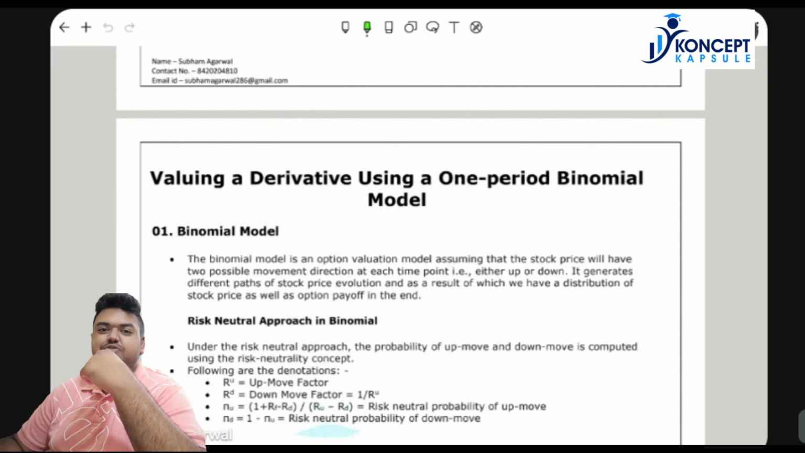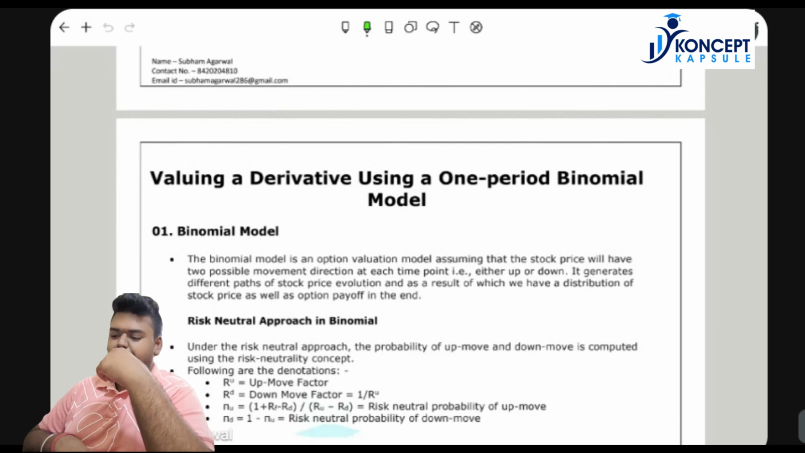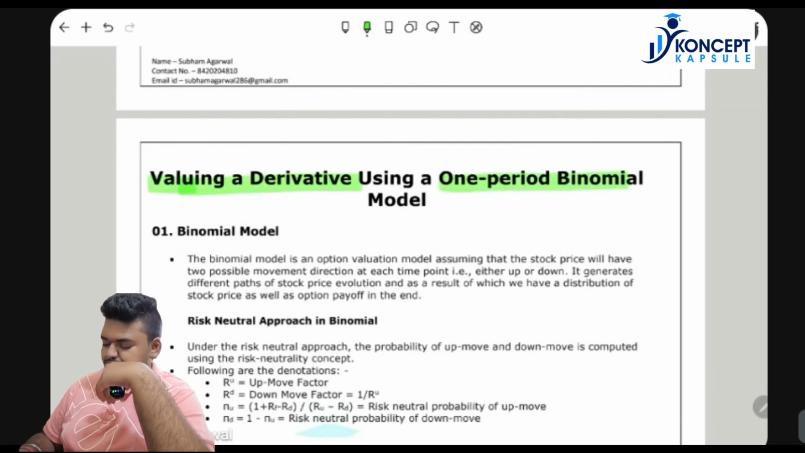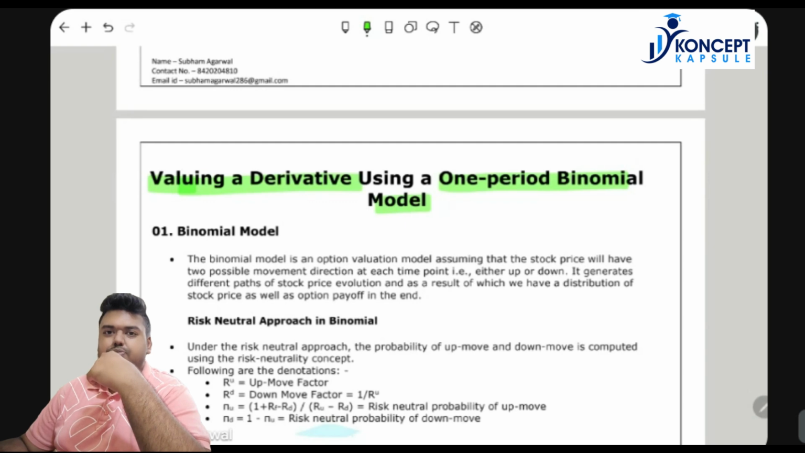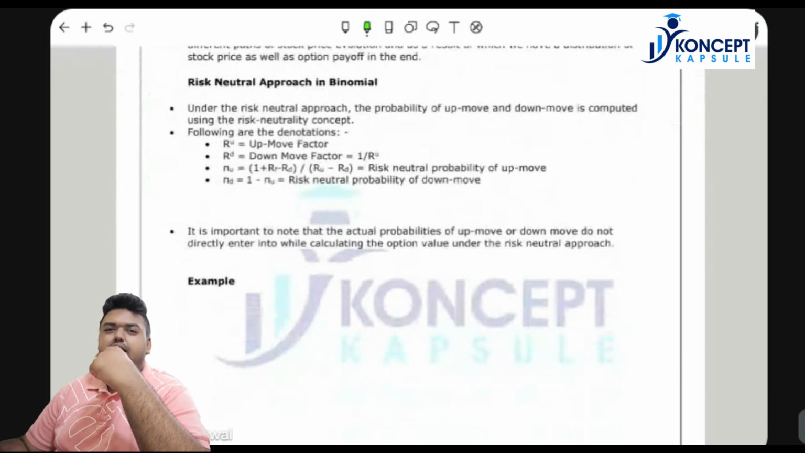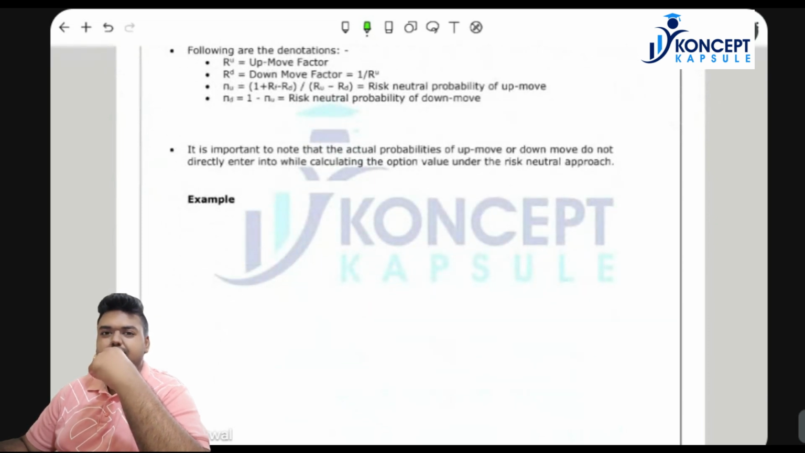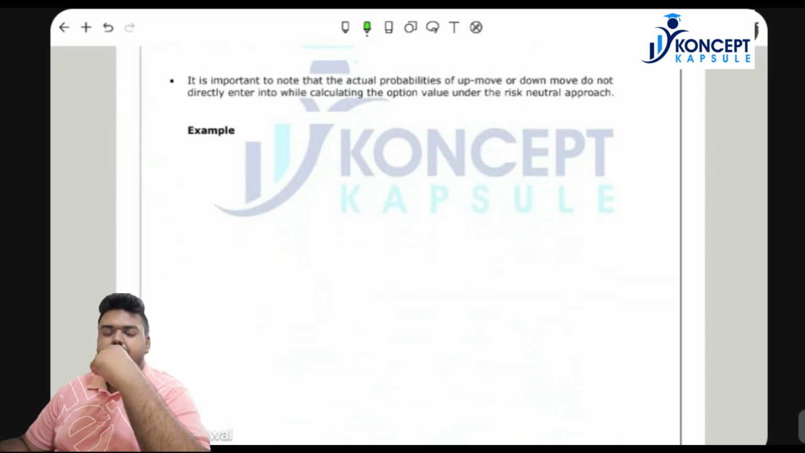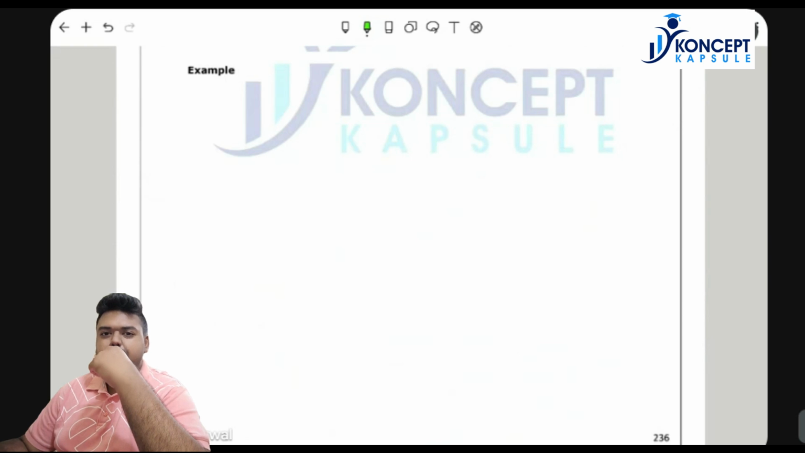In today's class, we will be starting with a fresh reading by the name of valuing derivatives using one-period binomial model. So, valuing derivatives using a one-period binomial model, we will use our power book. In the power book, it is a two-pager chapter. So, quite a small chapter, but the concept is important and you should be able to understand this in entirety. Again, you can expect one question out of this topic.